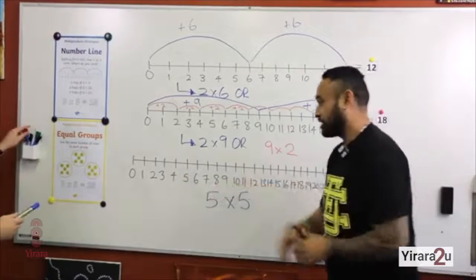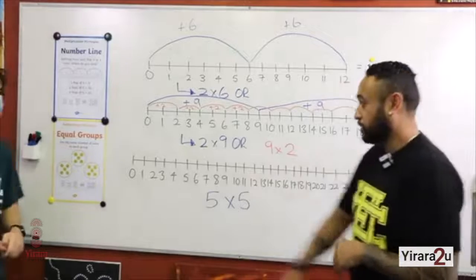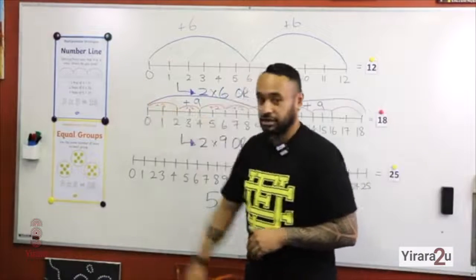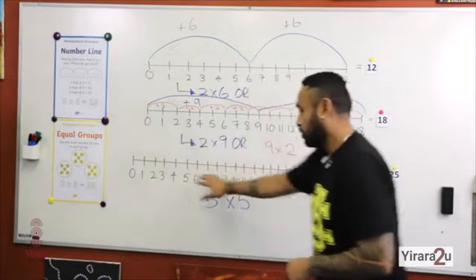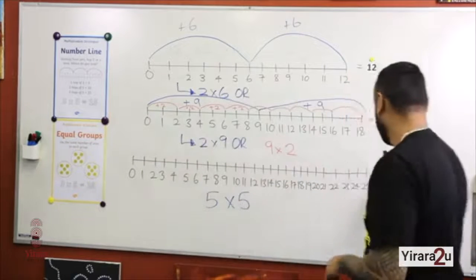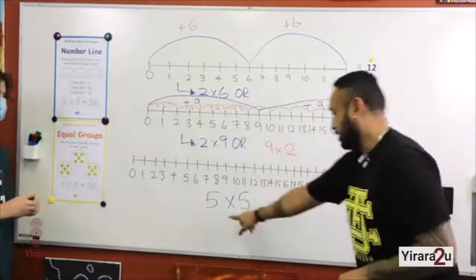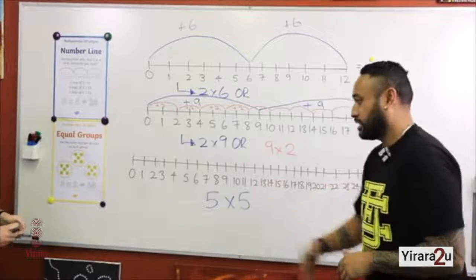All right, now let's have a look at the last example, and this time we're going to try and put both strategies together and how we can see grouping also on a number line. So we have the answer 25, the equation 5 times 5. What does that look like on a number line?